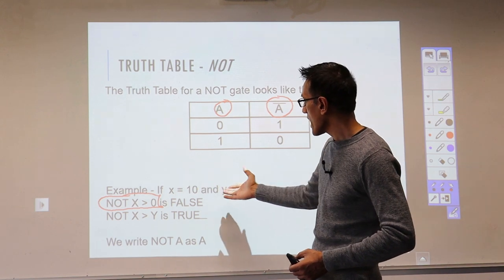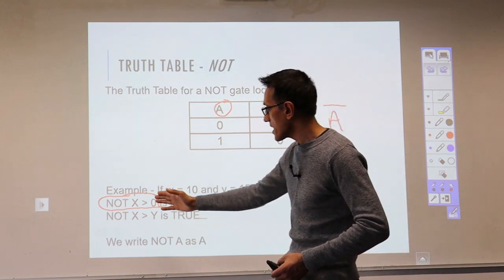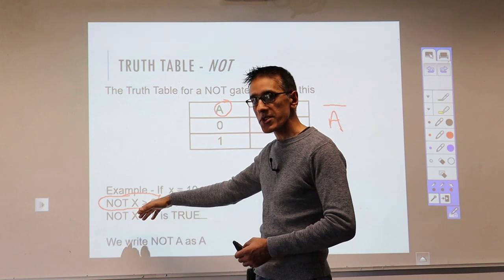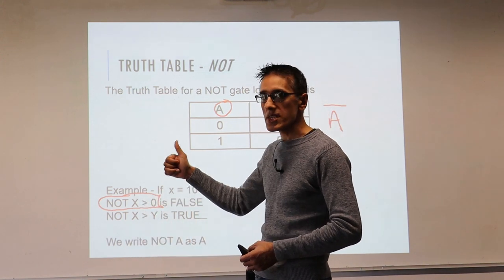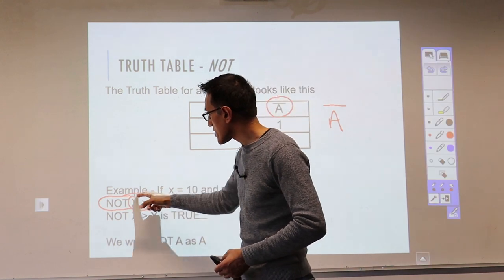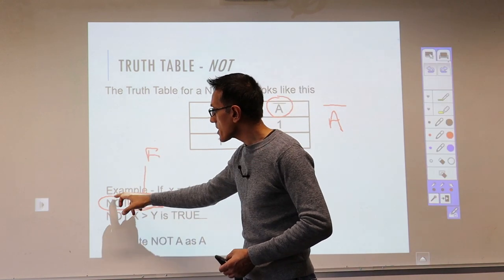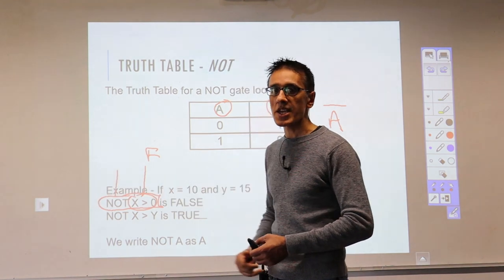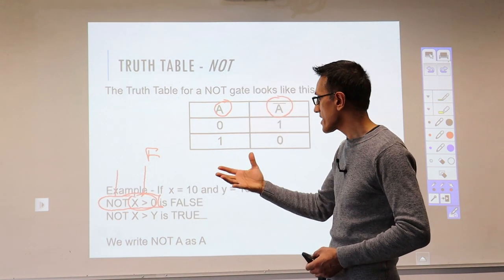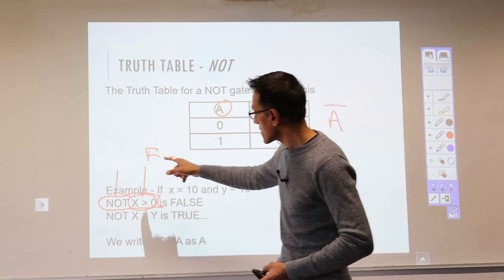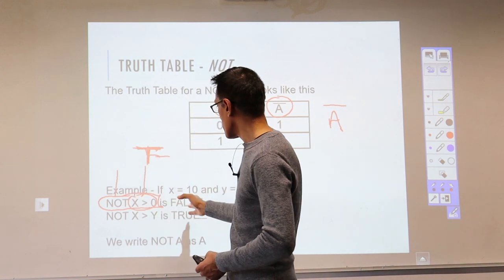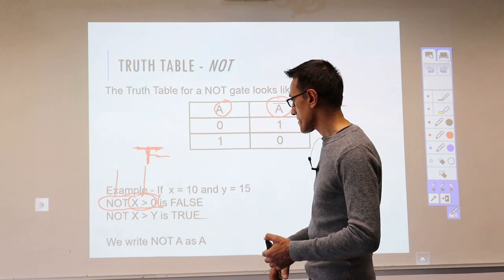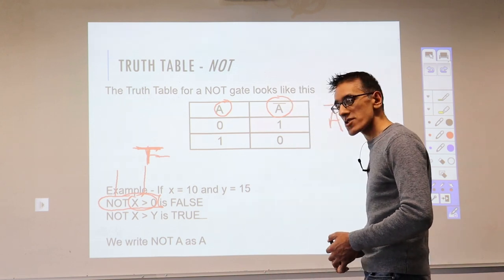So if x is 10 and y is 15, then is x greater than 0? First of all, we're substituting the x with the value 10. 10 greater than 0, yes. So this part is true. But then we apply a NOT expression onto it. In other words, we invert it. So this being true, sorry, I should have written true there, evaluates out to be false. NOT x greater than 0 is true.